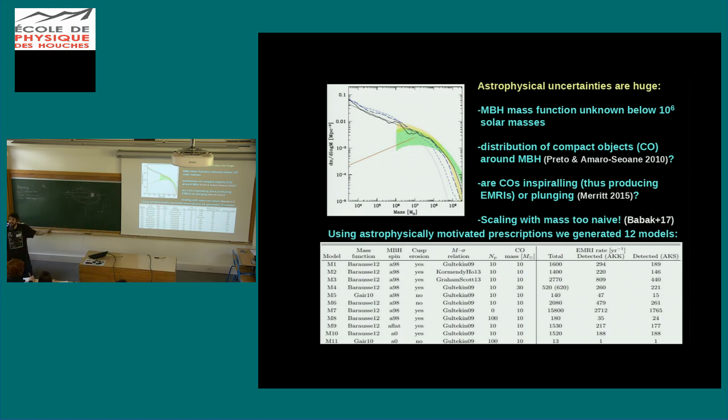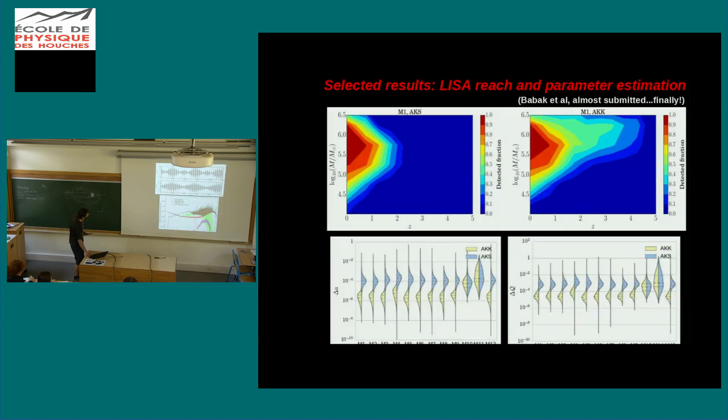We can have several thousand extreme mass ratio inspirals. We can have 1, okay? So, yeah, that's what we know.